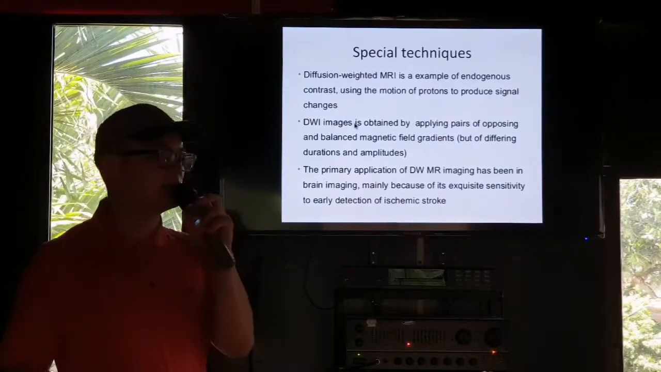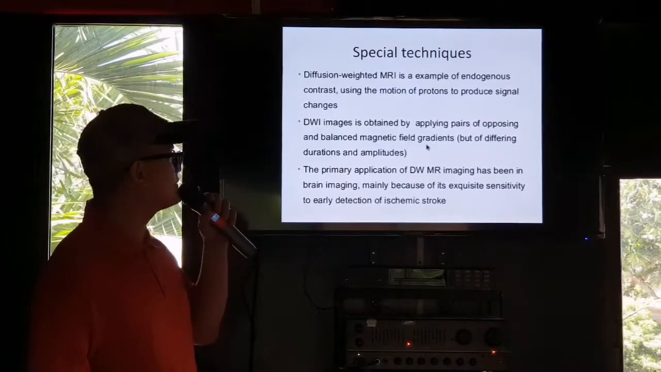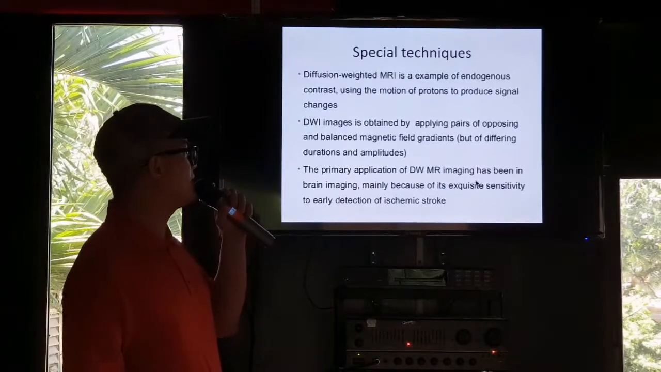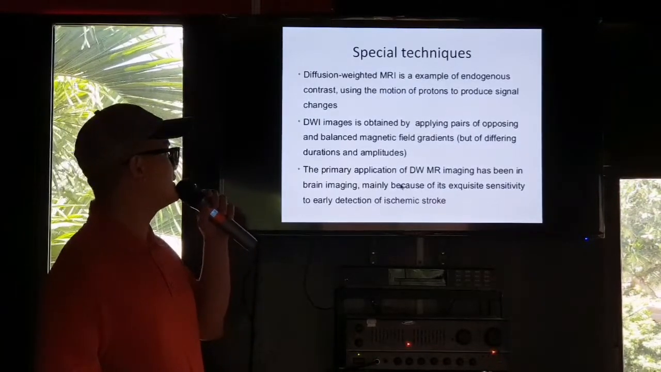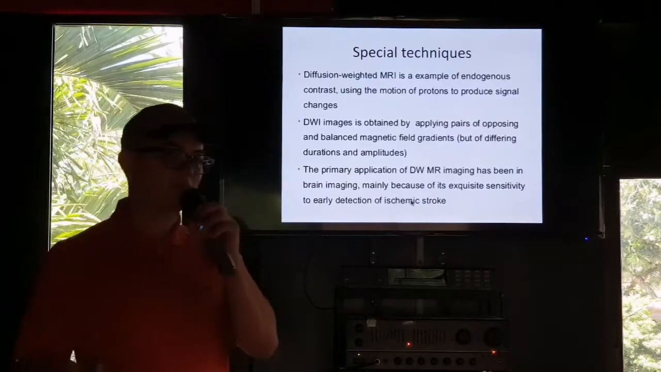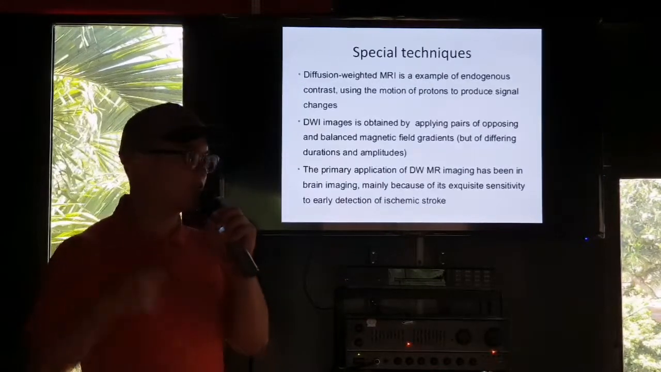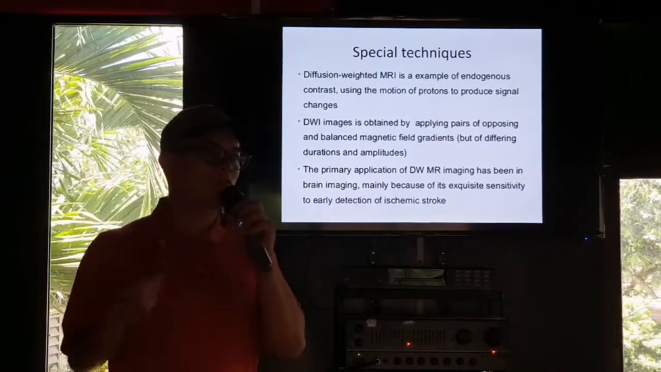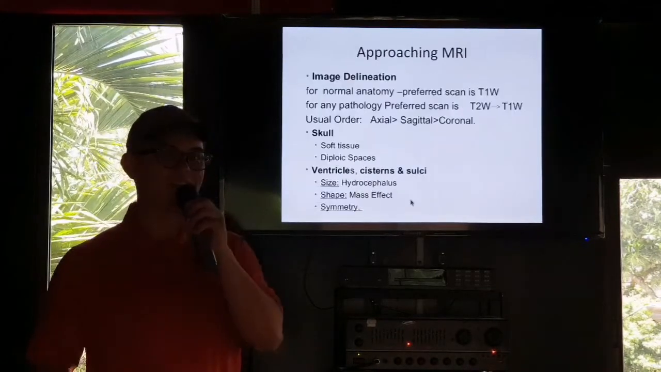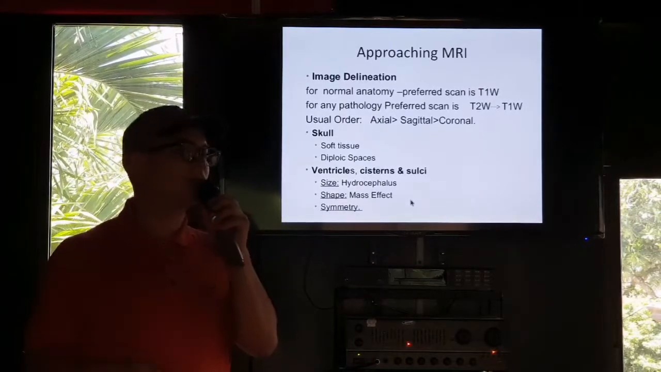What is a diffusion weighted MRI? It is obtained by applying pairs of opposing and balanced magnetic field gradients, but of differing durations and amplitudes. The primary application has been in brain imaging, mainly because of exquisite sensitivity to early detection of ischemic stroke. Sometimes in our practice, we also use diffusion-weighted MRI for patients with suspected cholesteatoma that are not well defined on CT, or for follow-up post-operatively.